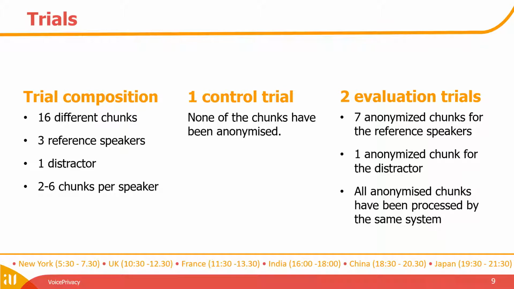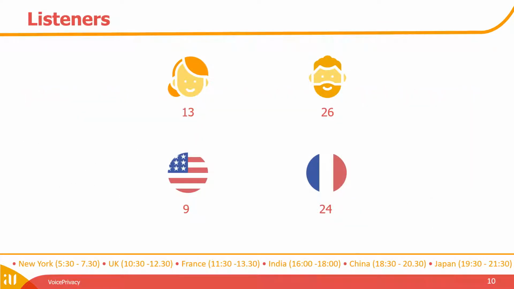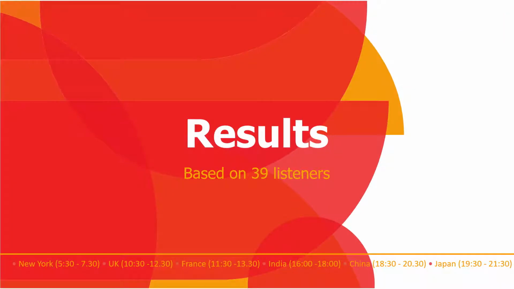The control trials contain original chunks only. The evaluation trials contain 8 anonymized chunks, including the distractor's chunk. All anonymized chunks have been processed by the same system. The 39 listeners include 13 women and 26 men. Most of the listeners were native French speakers, and 9 were native English speakers. Here are our results based on our listeners.